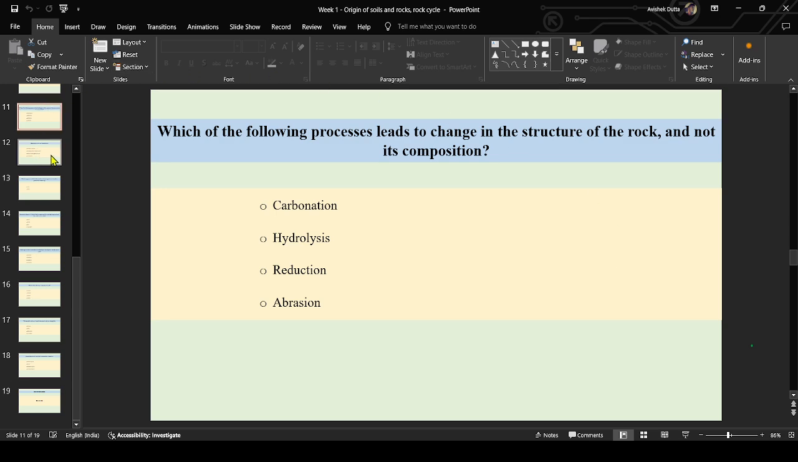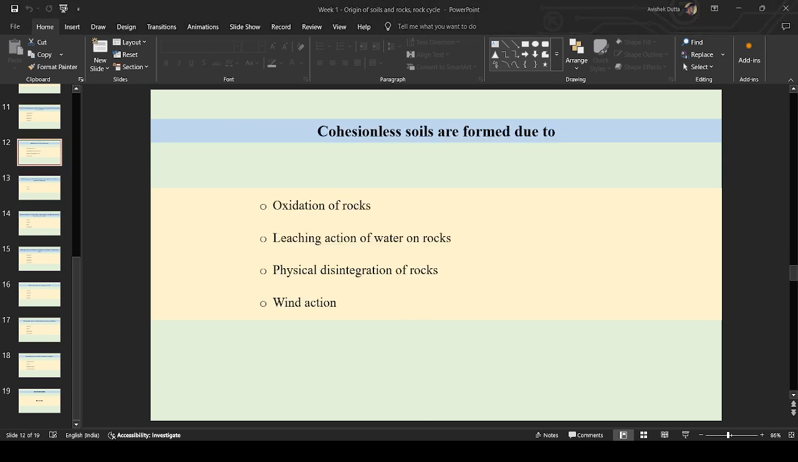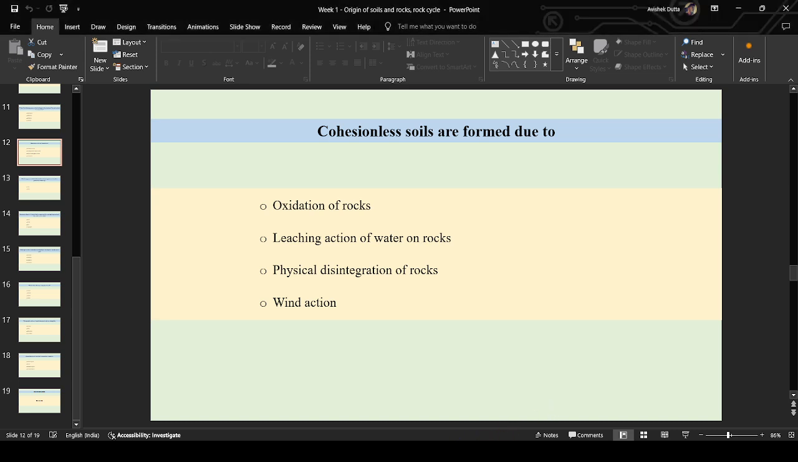Next question. Cohesionless soils are formed due to. The options are: option 1, oxidation of rocks; option 2, leaching action of water on rocks; option 3, physical disintegration of rocks; and option 4, wind action.